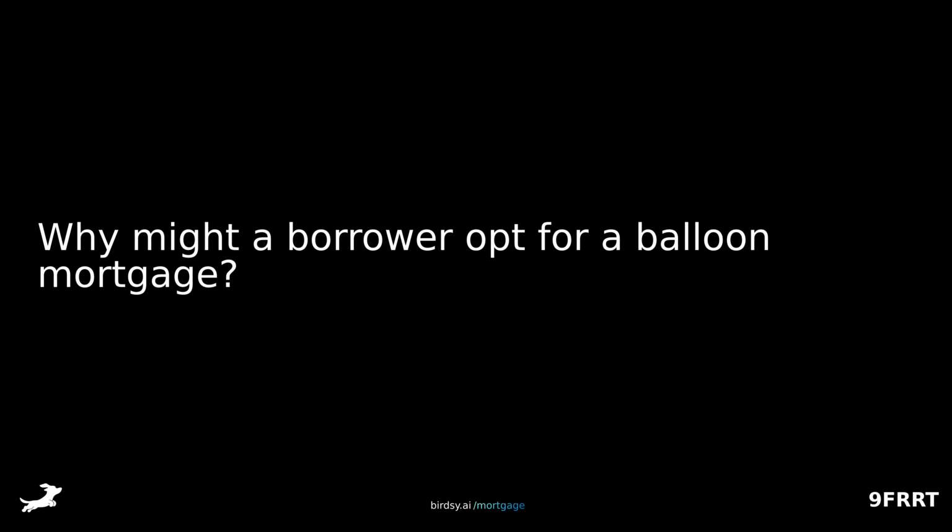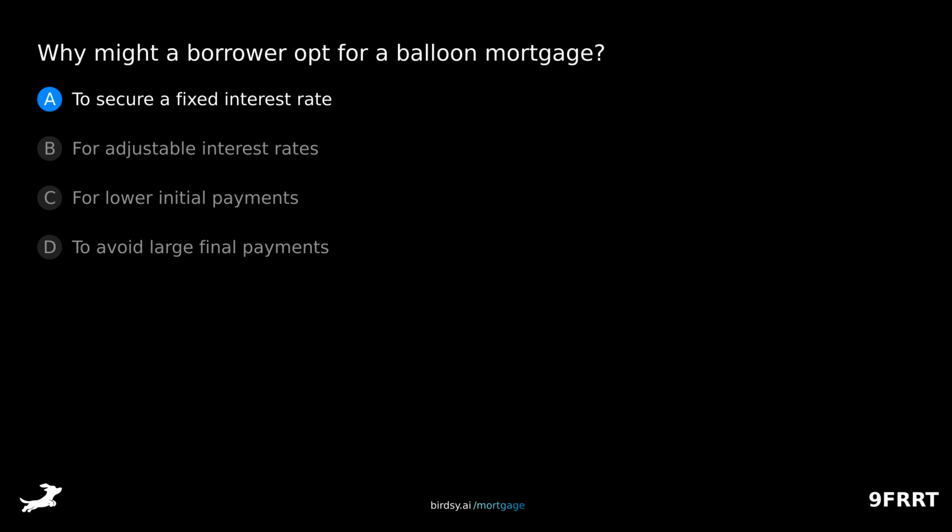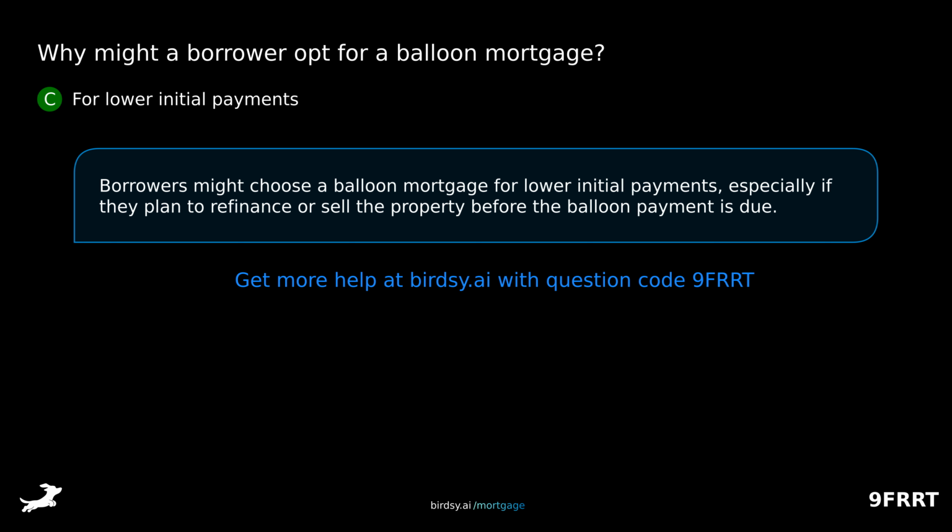Why might a borrower opt for a balloon mortgage? Is it A, to secure a fixed interest rate? B, for adjustable interest rates? C, for lower initial payments? Or D, to avoid large final payments? The answer is C, for lower initial payments. Borrowers might choose a balloon mortgage for lower initial payments, especially if they plan to refinance or sell the property before the balloon payment is due.